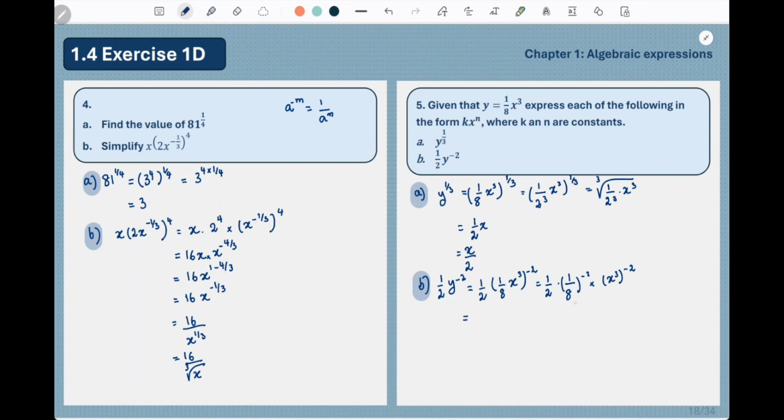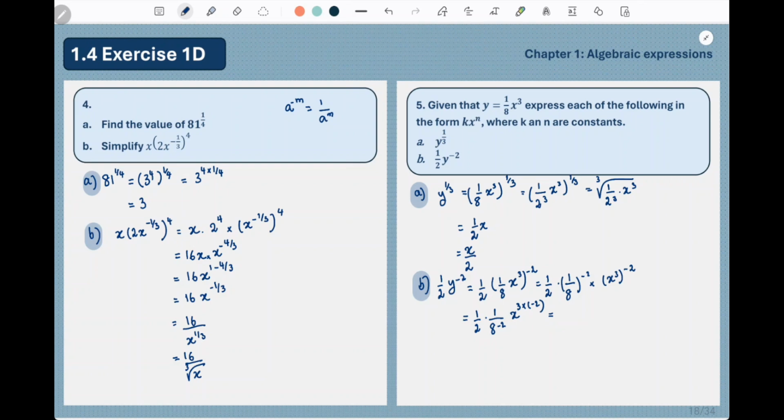Okay, so 1 over 2 times... So the power here, 1 over 8 to the power of minus 2. So it's the same thing as saying 1 to the power of minus 2 over 8 to the power of minus 2. Because 1 raised to any power stays 1, it only applies to this one, okay? And this one, x cubed to the power of minus 2, is x to the power of minus 6.